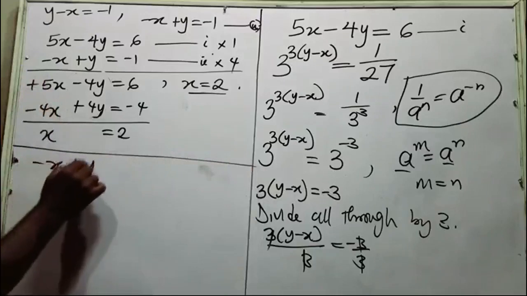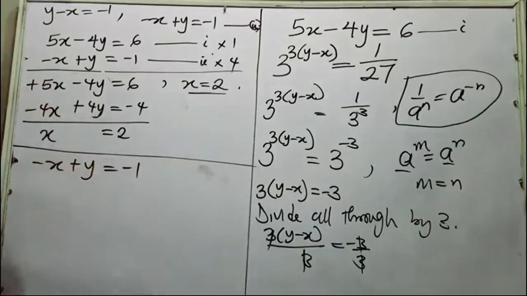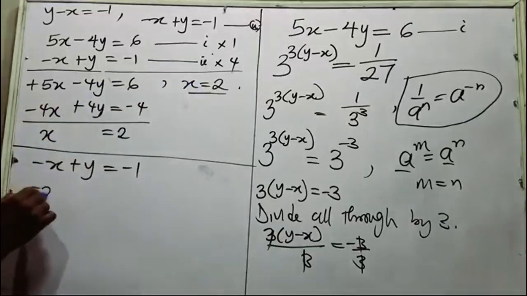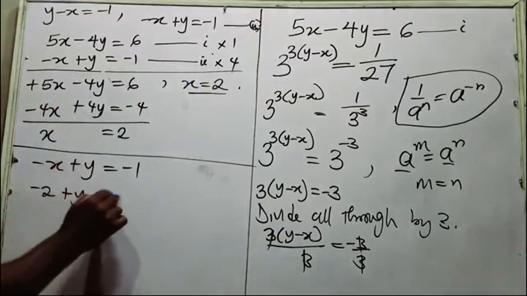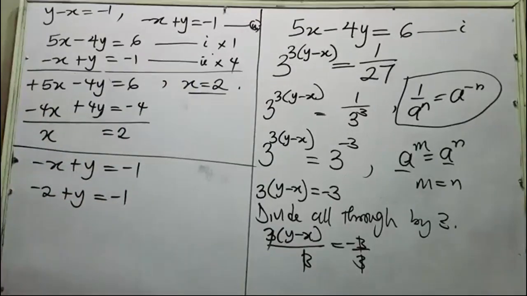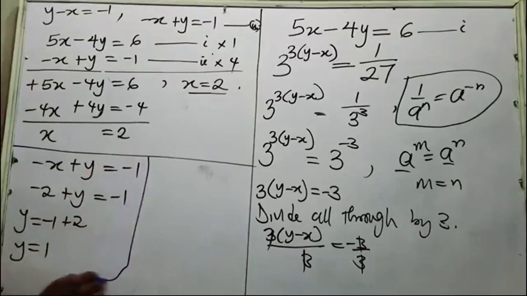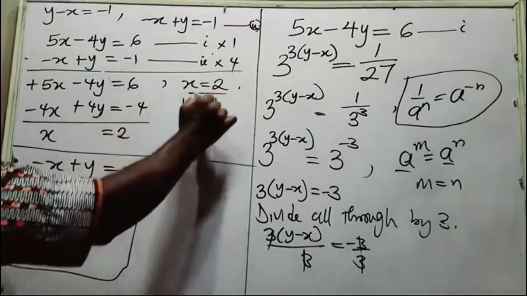We have minus x plus y is equal to minus 1. Therefore, in view of this, we have x as 2, so we have minus 2 plus y is equal to minus 1. Let's try to make y the subject of the formula. We have minus 1, and by the time you change this, we have plus 2. So y is equal to 1. It's telling us that y is equal to 1.